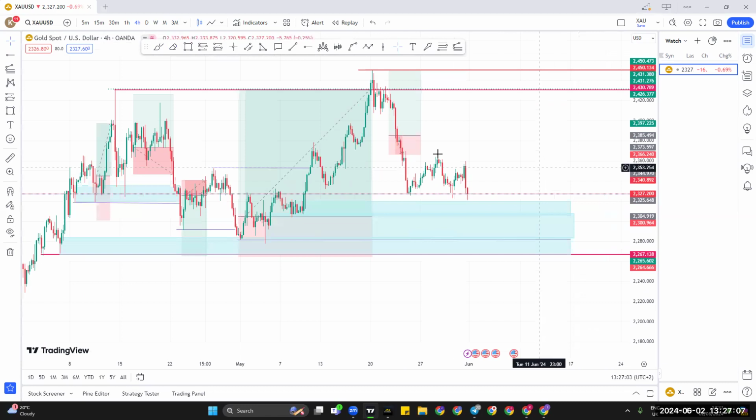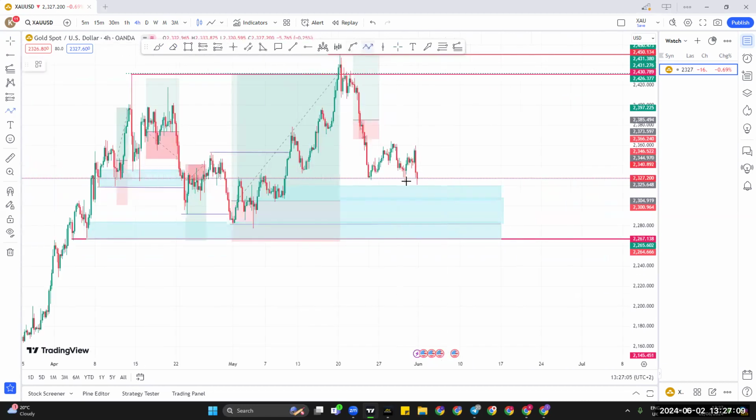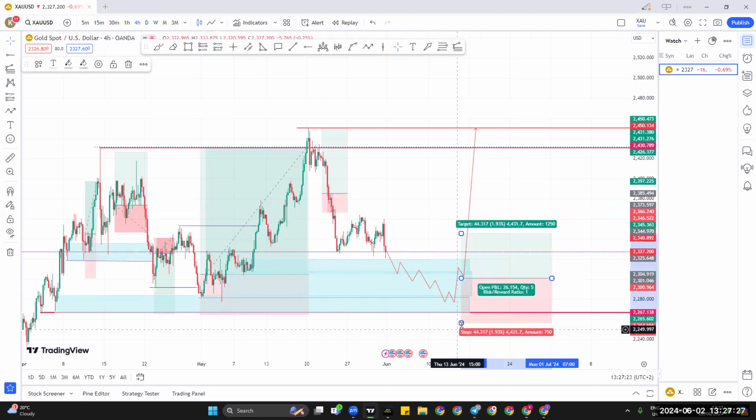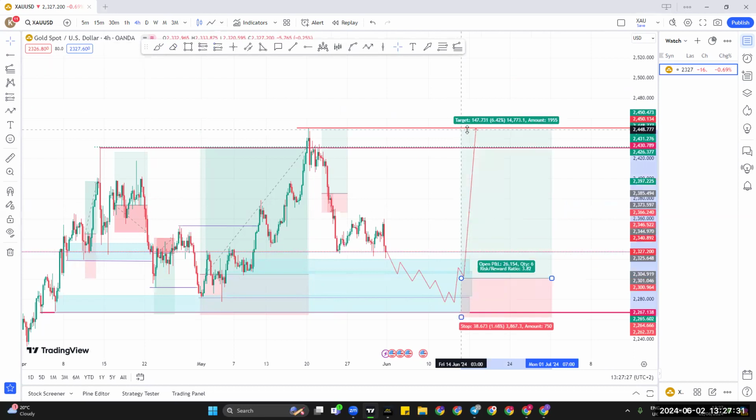So we look to see what the market will do, like I said, on the daily time frame. On NFP, we just have to see where the market is, and then we can see what to do. But we're looking to buy and TP right there. Looking to buy and TP right there.